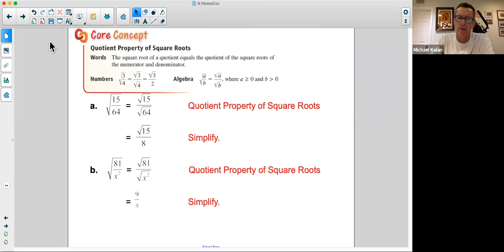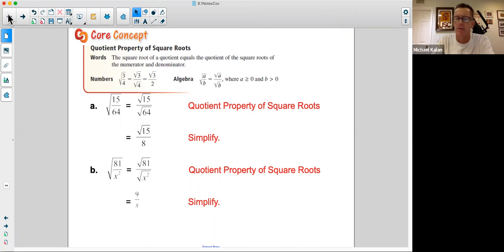All right, onward. So let's practice quotients now, right? Because we saw that with quotients, if we have a radical of a quotient, a fraction, we can split it. Okay. So here we go. Let's do that. So square root of 15 over 64. Well, you can split it. And then can you take the square root of 15? No, right? Can you take the square root of 64? Yeah, and it's 8.